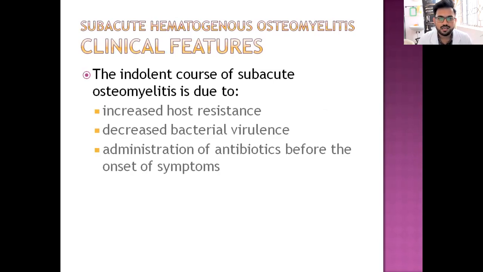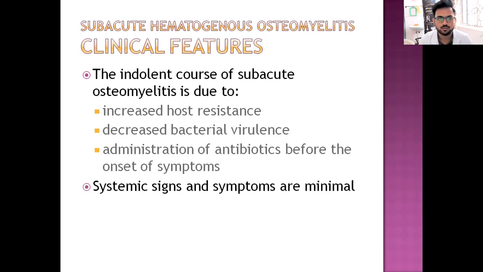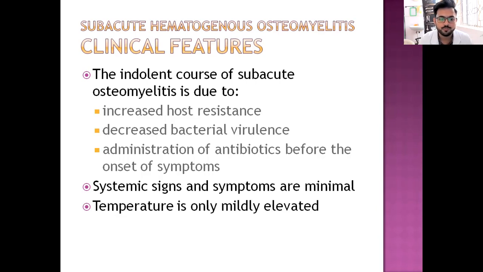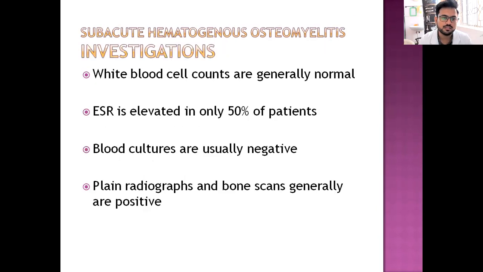The indolent course of subacute osteomyelitis is because of factors like increased host resistance, decreased bacterial virulence, and administration of antibiotics before the onset of symptoms. That can cause the indolent course of osteomyelitis. Systemic signs and symptoms are always minimal in subacute osteomyelitis. Temperature is only mildly elevated. There will be mild to moderate pain in the patient.